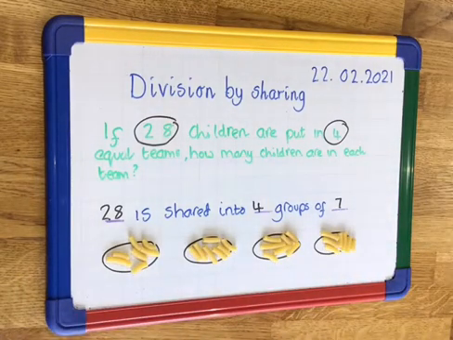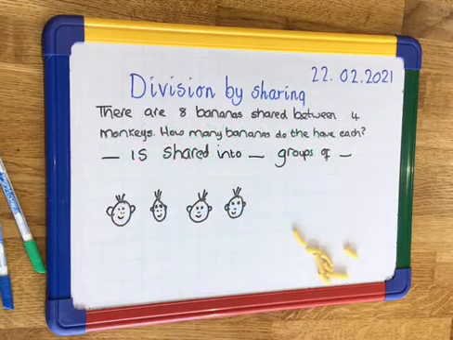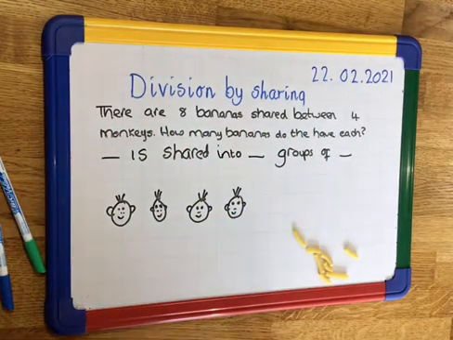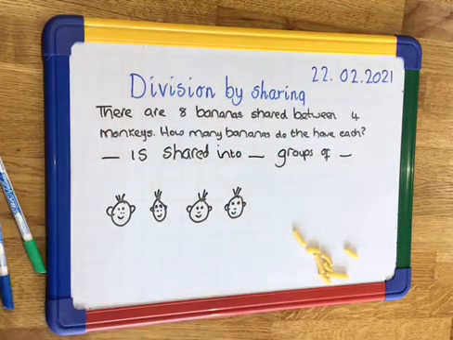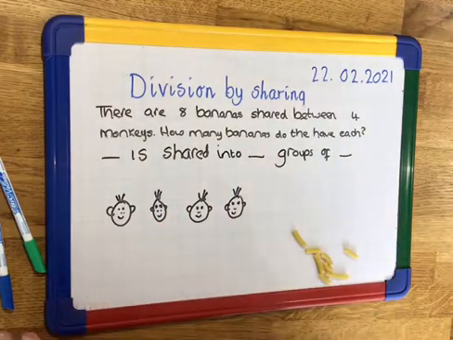There are 2 questions I'd like you to have a go at independently. Looking at some pictures and then sharing them into different groups, and tell me how many are in each group. So let's look at this example. I have got 8 bananas shared between 4 monkeys. How many bananas do they have each?